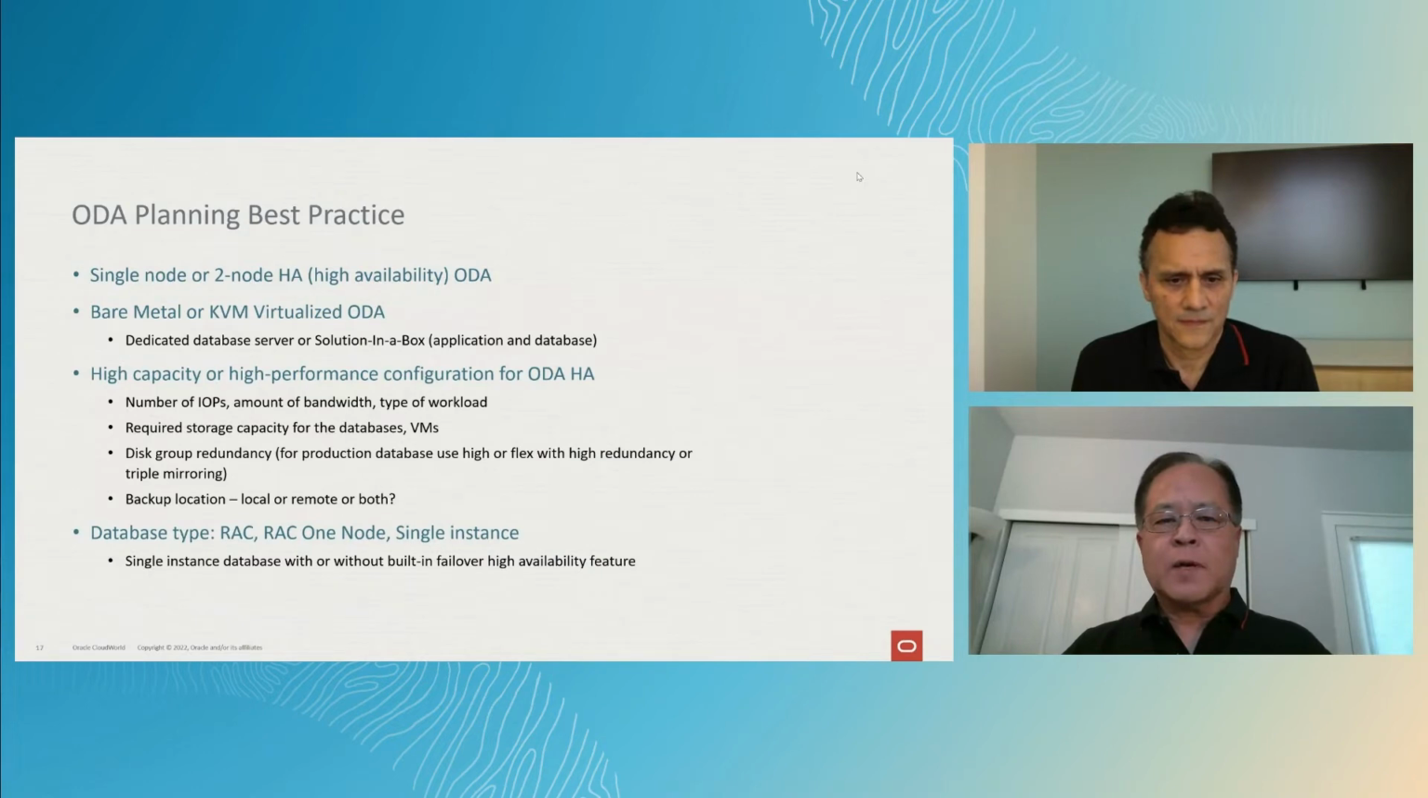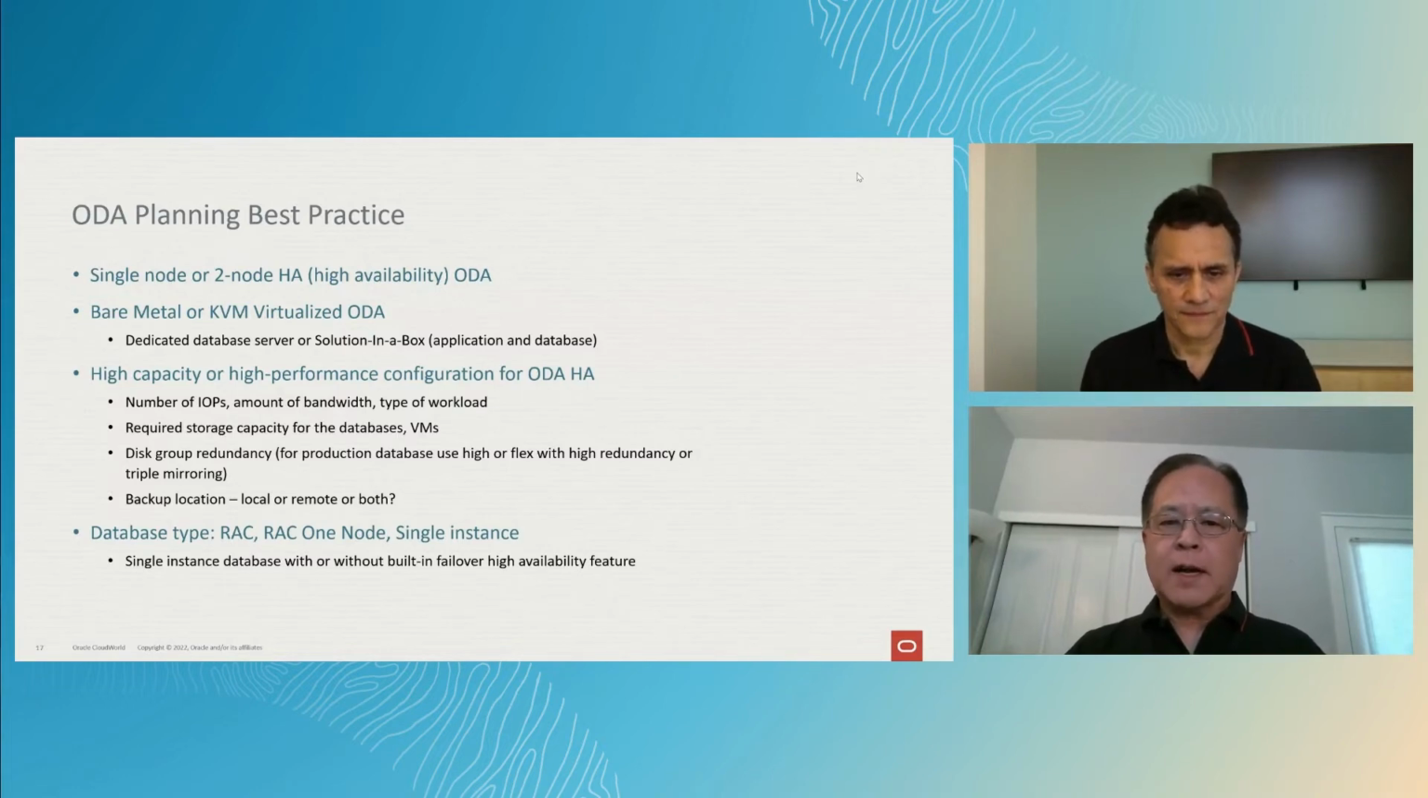ODA planning best practice is really about understanding your workloads and coming up with the optimal configuration for deployment. So the questions to ask are: do you need high availability? If you do, do you need Real Application Clusters (RAC), RAC One, or single instance database failover? Do you need dedicated bare metal ODA to run database only for better performance? Or do you need the flexibility of putting applications and databases in virtual machines, or VMs, for better isolation and utilization? And of course, do you need a large amount of storage, or do you need better I/O performance?